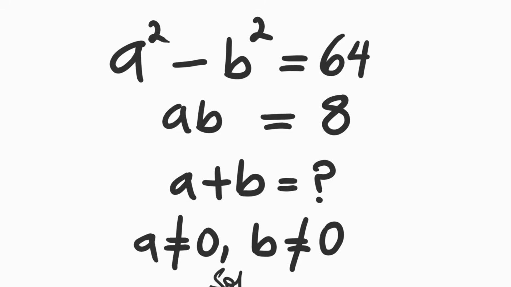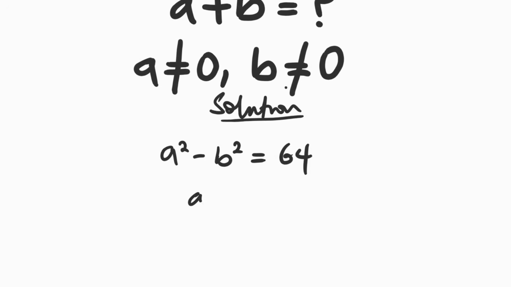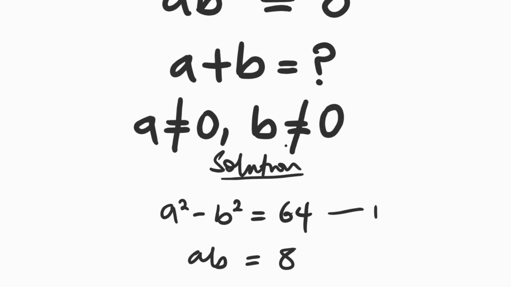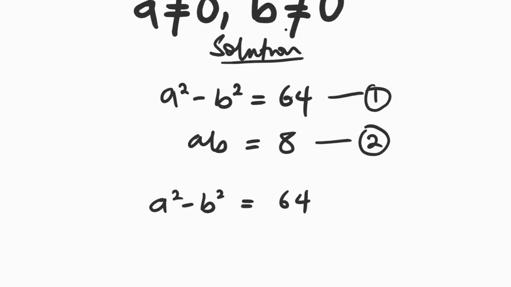Solution. So we have a squared minus b squared equals 64, and we have ab equals 8. So this is equation 1, this is equation 2. We're going to start with equation 1: a squared minus b squared equals 64. The question is asking us to find a plus b.